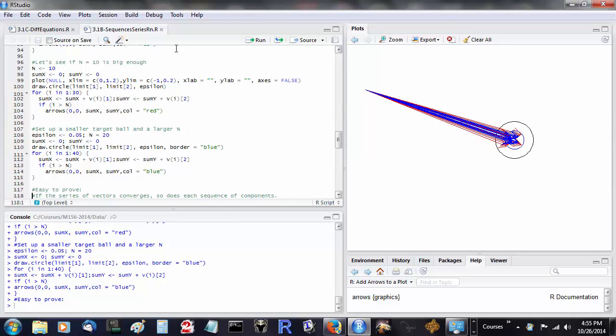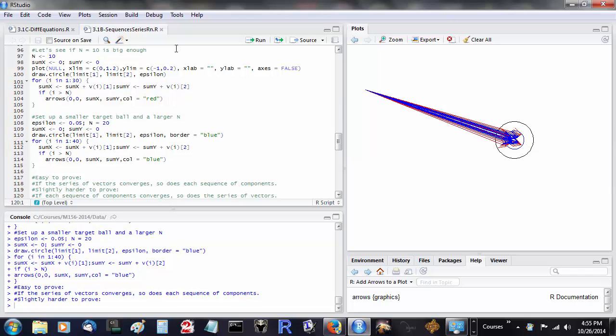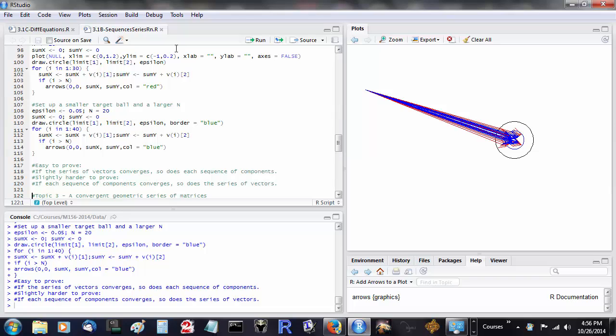It's very easy to prove that if a series of vectors converges, so does the sequence of first components, the sequence of second components, and so on. It's slightly harder to prove if each sequence of components converges, the series of vectors converges. The first result, by the way, remains valid if you go to infinite dimensional vector spaces. The second one does not.